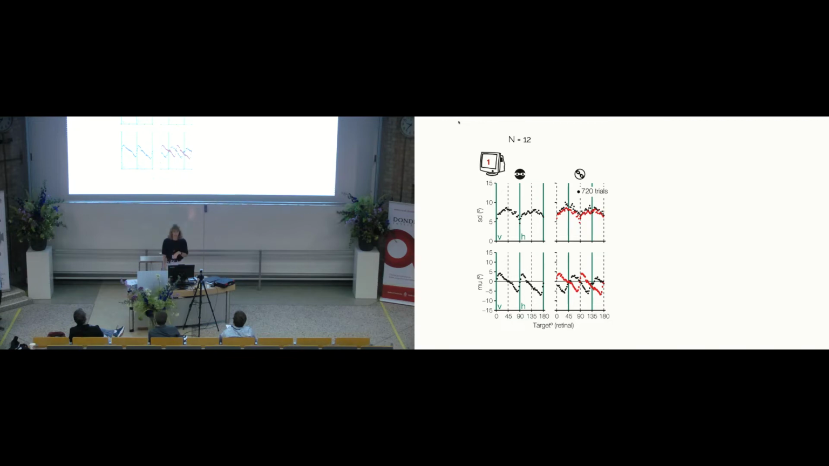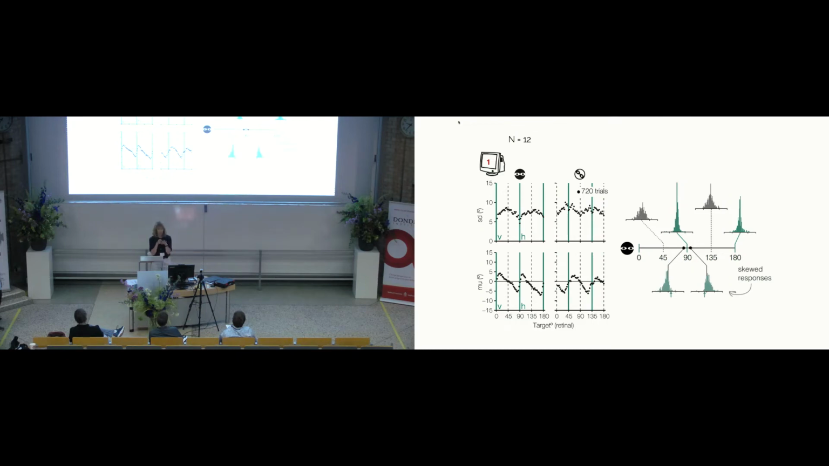Now, what happens if we take some of this context? Oh, wait, no, that's not what I'm going to say. I just want to show you some of the distributions. So at the cardinals, you see that these distributions of errors that people make are really punctate. At the obliques, they're much noisier. But one really cool thing is that when you look close to the cardinals where you get this repulsion, this is not just a shift of the errors. It's really a warping. So there's a really strong skew here in the responses.